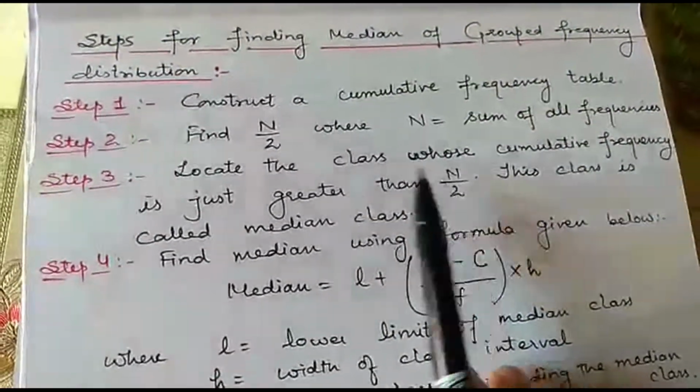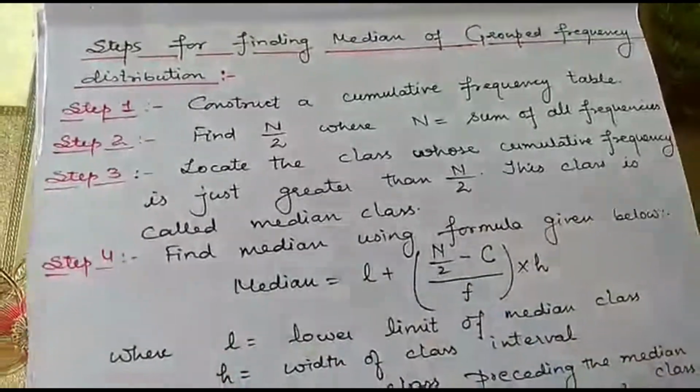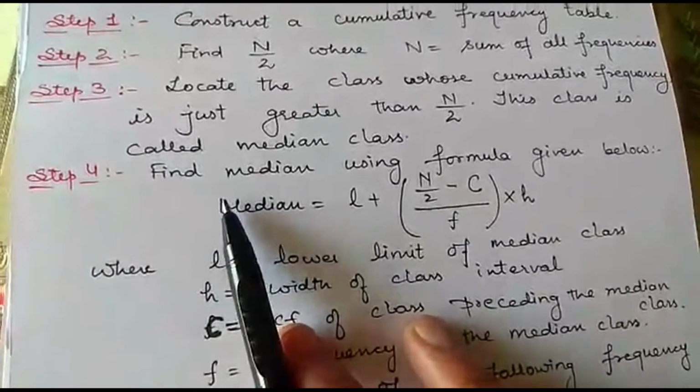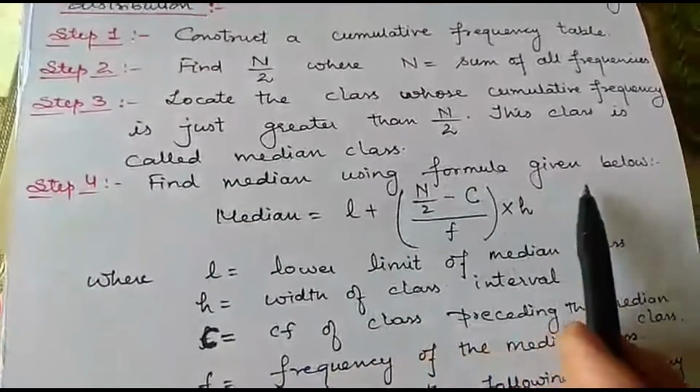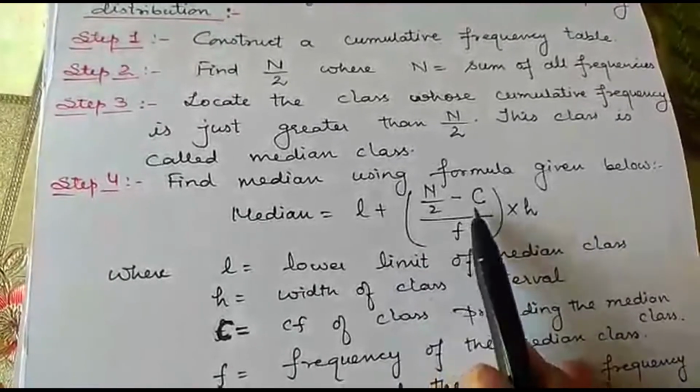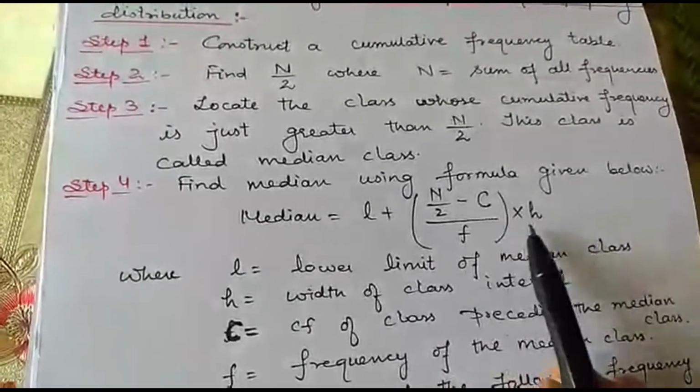This class is the median class. So select the median class. After selecting the median class, step 4, find the median using the formula given below. Median is equal to L plus (n by 2 minus C) divided by F into H.